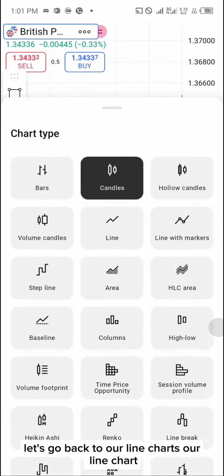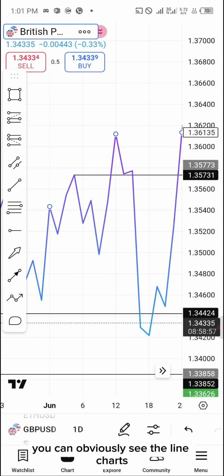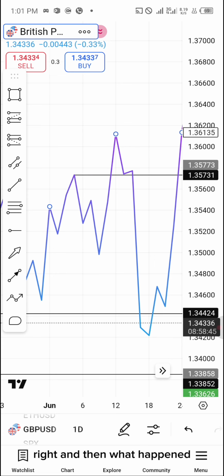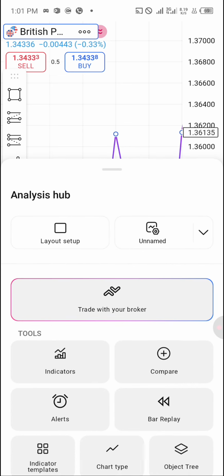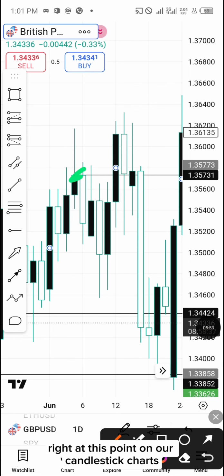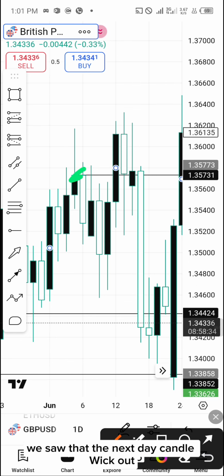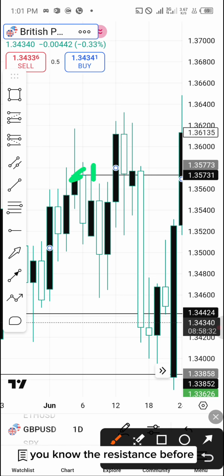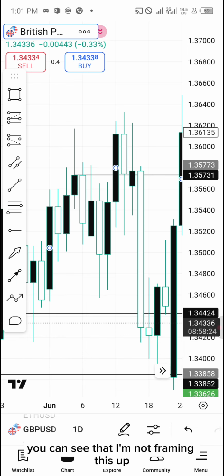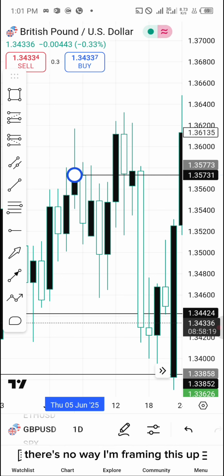Let's go back to our line charts. On our line chart, you can obviously see we had a resistance level right at this point, right? And then what happened? Going back to your candlestick charts, right at this point on our candlestick chart, we saw that the next day candle wicked out the resistance before dropping all the way to this area, right? Now look at this. You can see that I'm not framing this up. There's no way I'll be framing it up, guys.